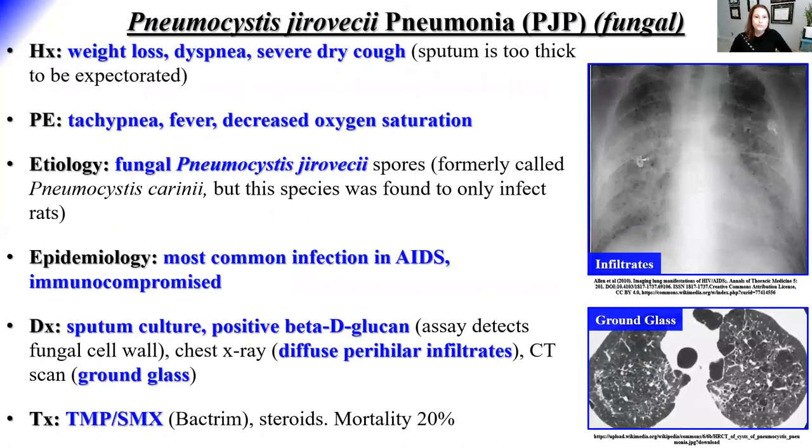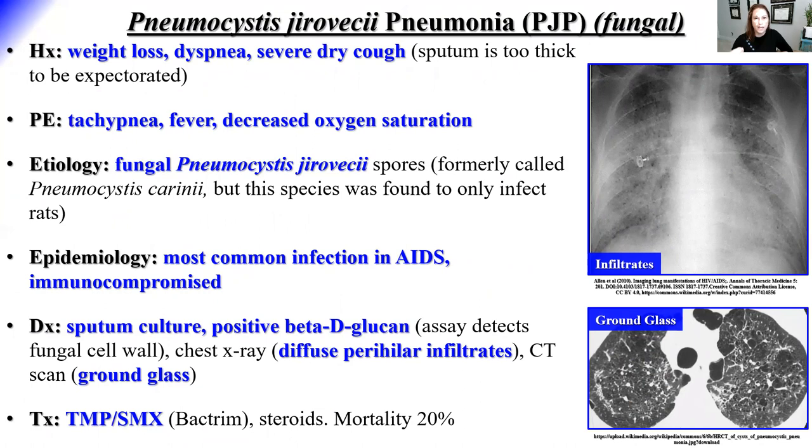Pneumocystis jirovecii pneumonia. This used to be called Pneumocystis carinii, but that species was only found to infect rats. So we know Pneumocystis jirovecii affects humans. These are fungal spores, and this is the most common respiratory infection in AIDS. So that should be something you look for in the question, that it's an AIDS patient.